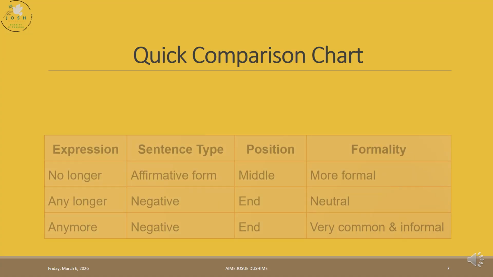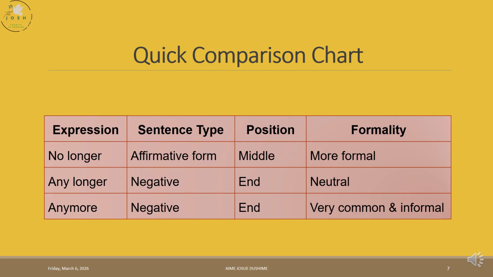Let's do a quick comparison chart. When we say no longer, it is used in positive structures, positive forms, and we put no longer in the middle, and it is more formal. Any longer is used in negative sentences, and we put it at the end of the sentence, and it is neutral. And anymore is used also in negative sentences, and we put it at the end, and it is very common and more informal.